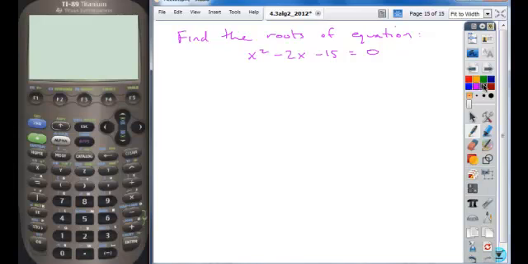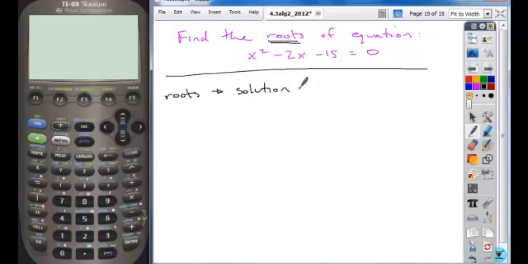If you're asked to find the roots of an equation, roots basically mean the same thing as solution, which means the same thing as zeros, which, depending on how you're looking at it in the graphical form, is also the x-intercepts. So all of these wind up being the same directions to do the same thing, which is just to solve.